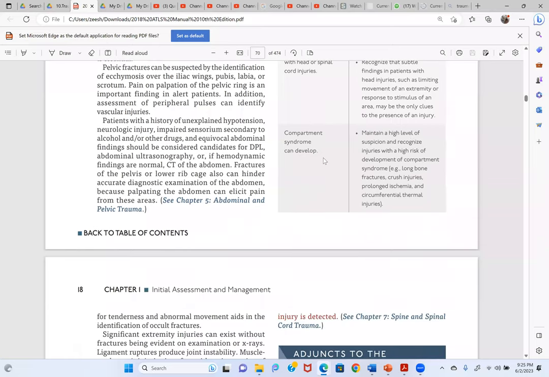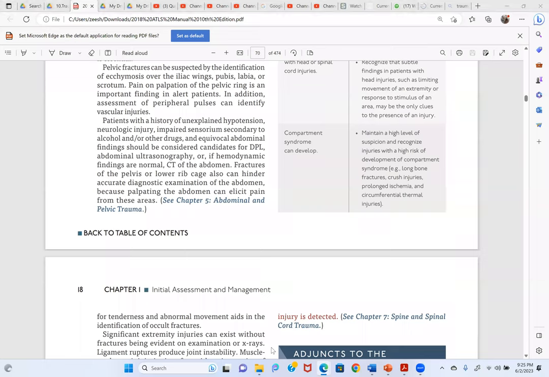Okay, compartment syndrome can develop in any area when there is crush injury. Another thing which is not written here, you should be thinking that whenever there is crush injury, can anyone tell what complication can occur in a crush injury?